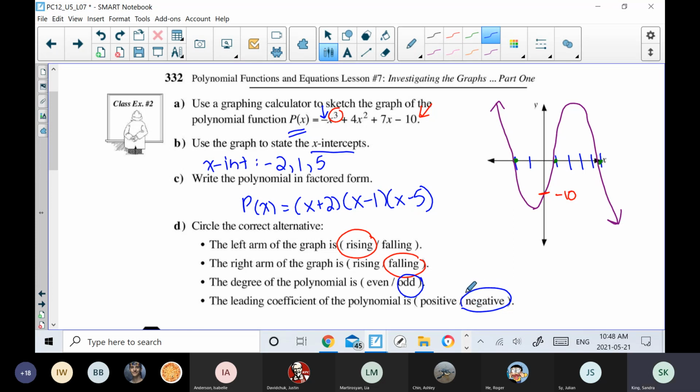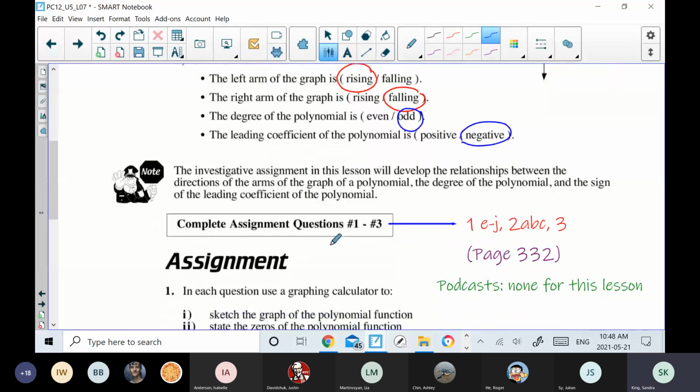What's going to happen in the next 2 lessons is there are going to be patterns that polynomials will follow. So all even polynomials will have the same type of picture. All odd polynomials will follow certain patterns, and that will be the next lesson. For this lesson, you just have to be able to look at arms, answer rising or falling, odd, even, negative, or positive. That is it. There are only 3 questions in the workbook for this lesson.